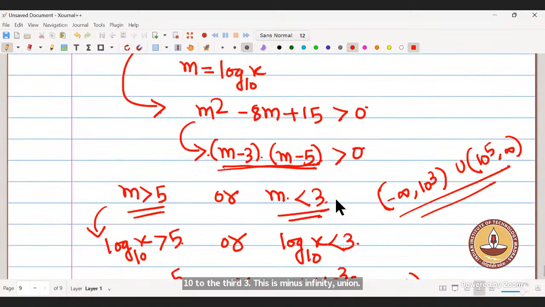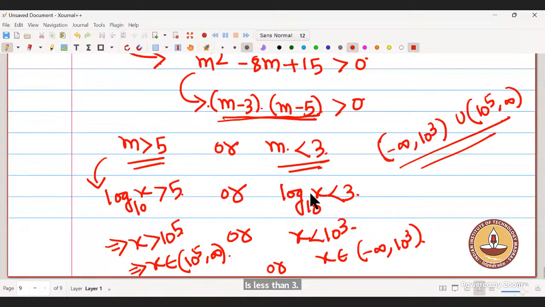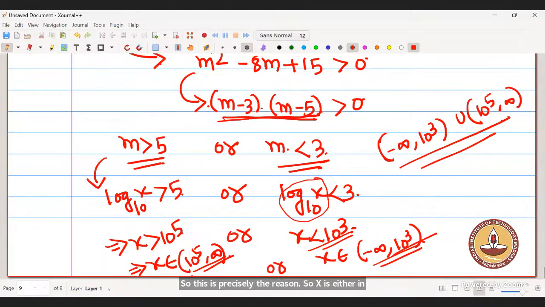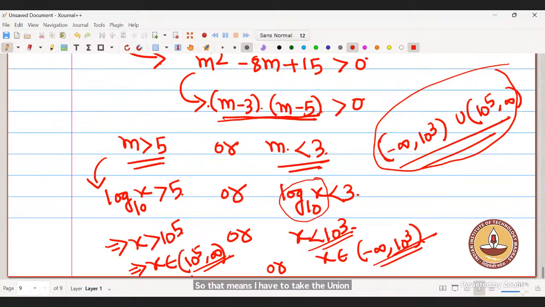If m is less than 3, what is m? This is nothing but log x base 10, right? This is less than 3. That means x is less than 10 to the power 3. So this is precisely the region. So x is either in this region or in this region, right? So that means I have to take the union, right? Okay. So any doubt so far?